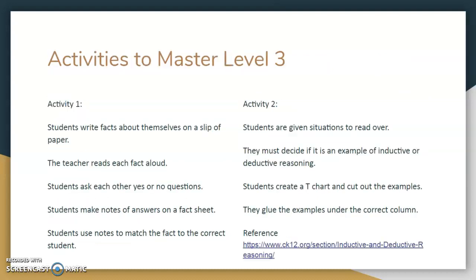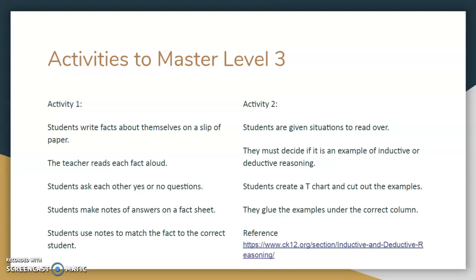So there are 2 activities that I've provided. These activities are to master Level 3 when students are looking at deductive reasoning. The first activity that I chose will help students recognize how they will utilize deductive reasoning outside of the classroom. A lot of times students cannot understand how math is useful to them, how it will be applied outside of the classroom. I think that this lesson is a great way to help them have a little fun with math and see its use in their everyday life.